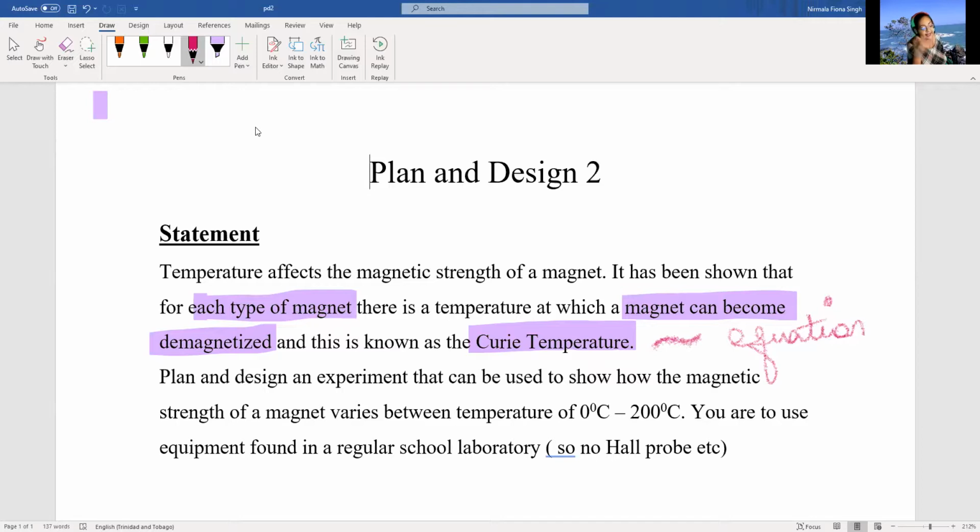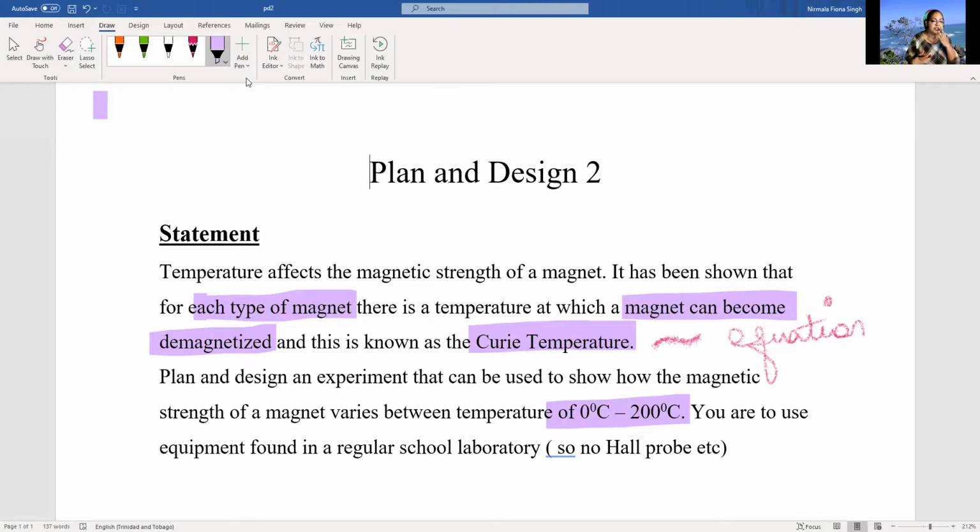I want you to plan and design an experiment that can be used to show how the magnetic field strength of a magnet varies between the temperatures of 0 to 200. Is the aim of this lab going to be to determine the Curie temperature of a magnet, or to determine how magnetic strength varies with temperature? Reading that sentence again, you all tell me what is going to be the aim of this lab. The second one.